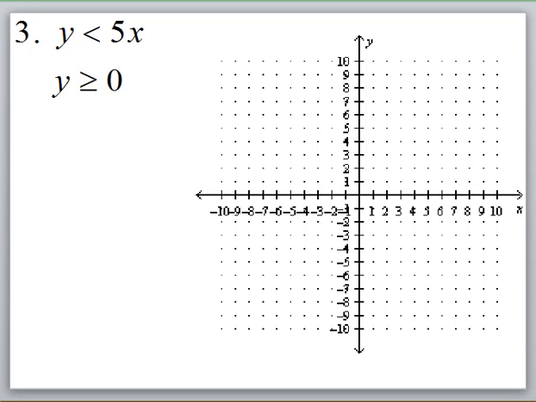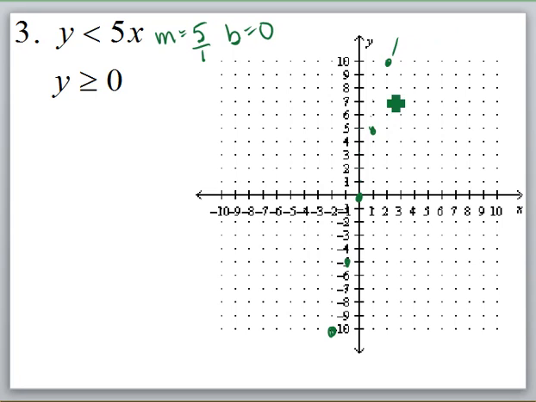Alright, so on this next problem, I've got two more linear equations. This first one has a slope of 5, and the second one has a b value of 0. So the slope is 5 over 1, my b is 0. So I'll plot 0. I'll go up 5 and over 1, or I can go down 5 to the left 1.